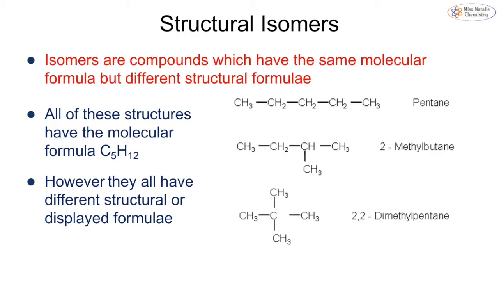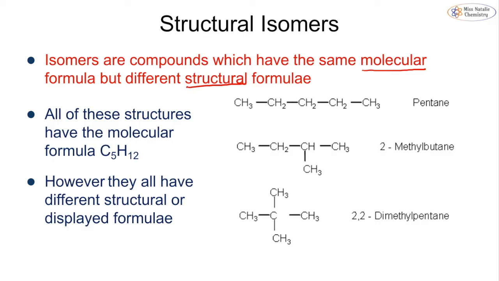Now, we also met isomers back in IGCSE. Isomers are compounds that have the same molecular formula, but different structural formulas. For example, if we have the molecular formula C5H12, where I have 5 carbons and 12 hydrogens, I can have different structures, different ways of putting these together.